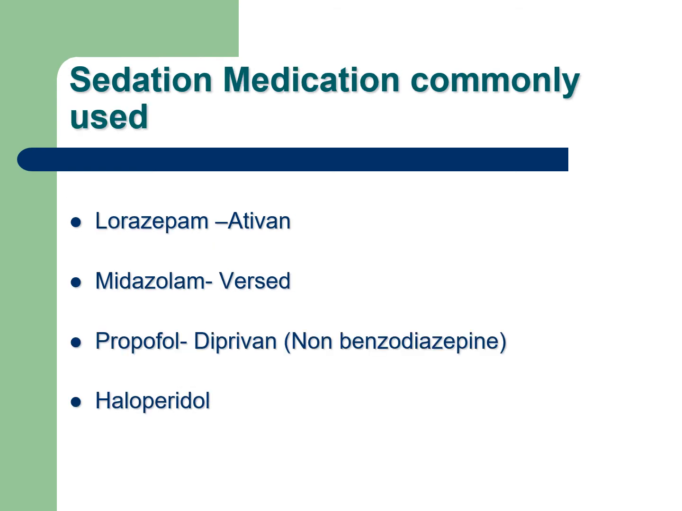So let's start talking about some commonly used sedation medication in the ICU, and I'm sure you all know exactly which ones they are. Ativan, Versed, Diprivan, and haloperidol are the class of drugs that are mostly used in the ICU to manage patients, and I will continue to speak more about them on further slides.